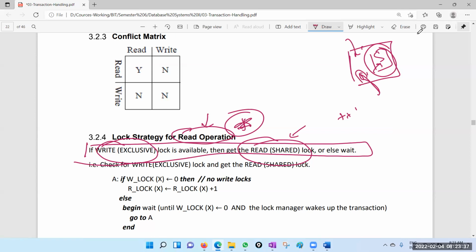But if no one has occupied it for that special operation, that means the write lock is available, but you don't need the write lock. You just get the read lock, because your objective is different. I hope you got it. If the read lock is already taken, you don't care. That means another person is washing hands or whatever. You also get it, and you get the read lock. Your only concern is whether someone has taken the write lock. So that is the lock strategy for read operation.